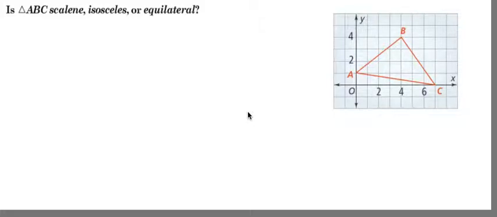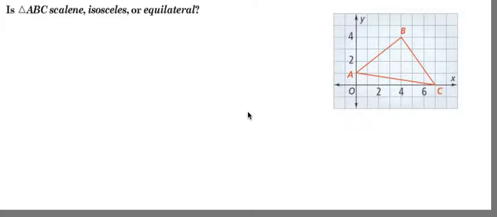Ladies and gentlemen, what we're asked to do is to determine whether or not this triangle is scalene, isosceles, or equilateral. Now the difference between each of these three triangles is how many of their sides are congruent, or the same in length, okay? Now right off the bat, you might be saying, hey, it looks isosceles.